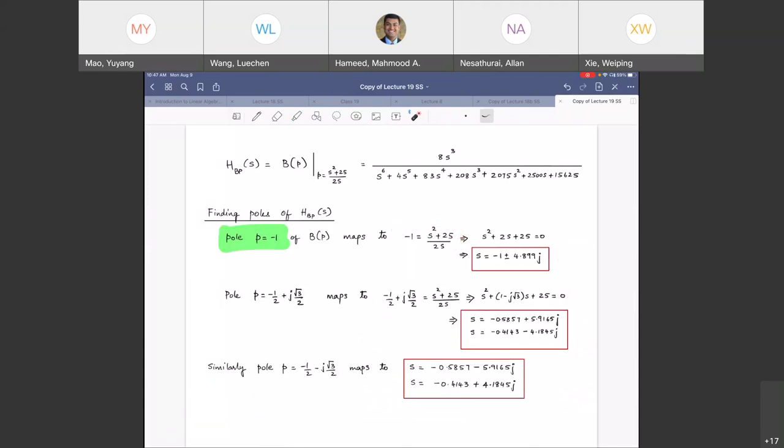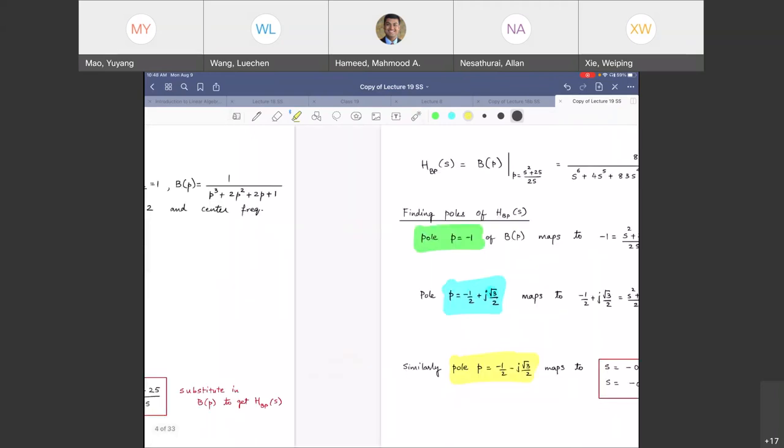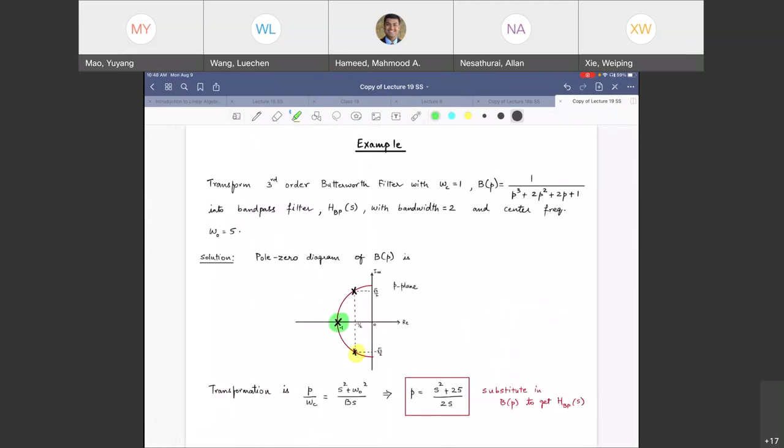You've got complex conjugate poles. Similarly, do that for this guy and this guy. And where are they? They are here, and the blue one here. Omega C away, 60 degrees from each other.